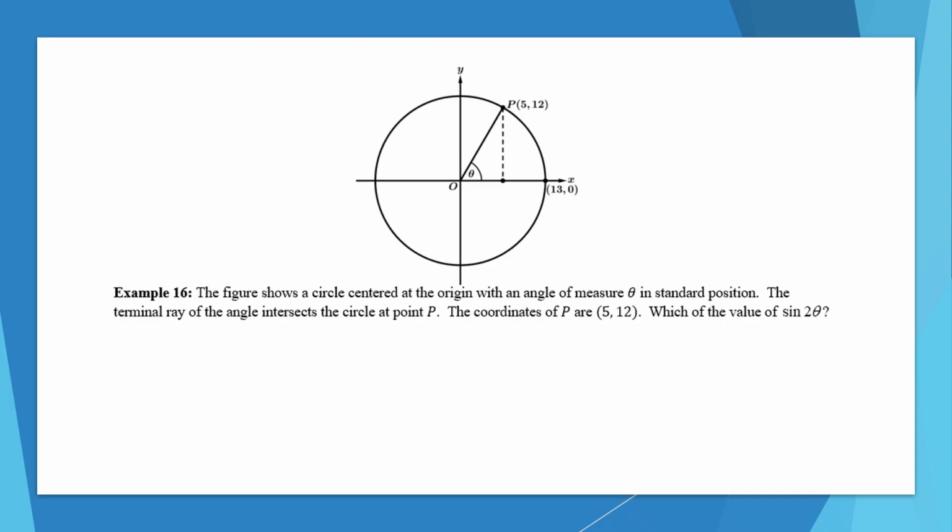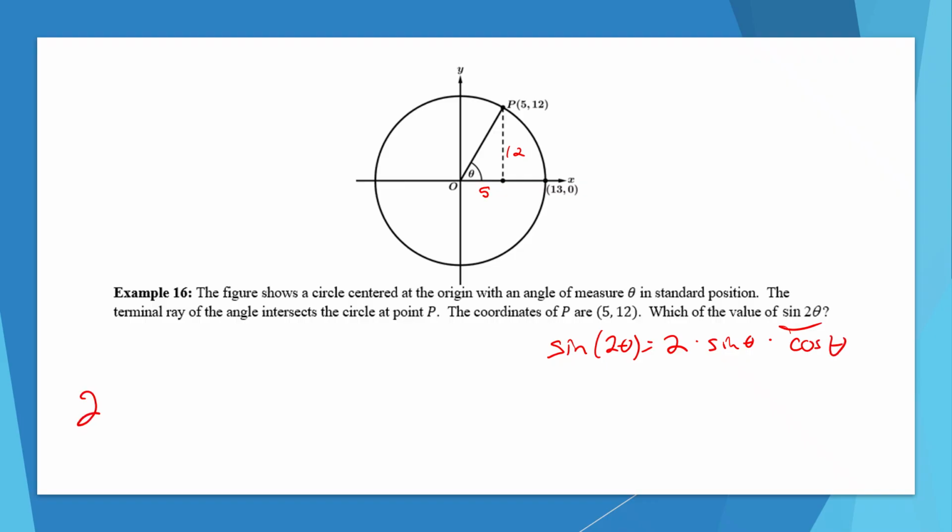All right, number 16 here. We have a figure centered at the origin with theta in standard position. The coordinates of P are 5, 12. What is the value of sine 2 theta? So let's look at the equation. Sine 2 theta is equal to 2 times sine theta times cosine theta.